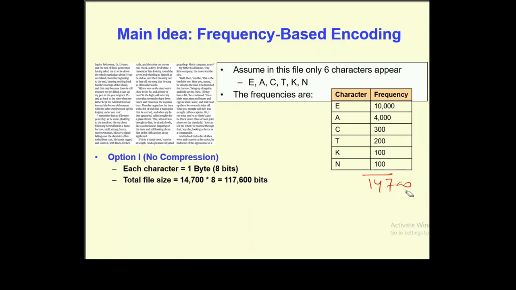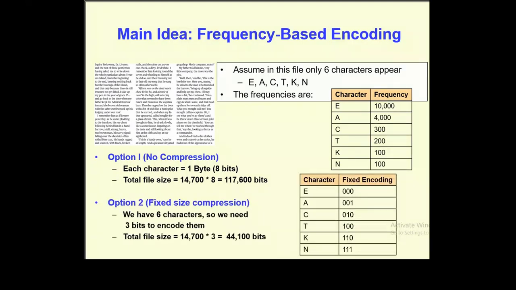Now let's assume we are doing some kind of compression, and the first technique is fixed size compression. What is the meaning of fixed size compression? In fixed size compression, when we compress a particular file, for each character we assign a fixed length pattern. You can see in this diagram, for E we have assigned the pattern 000, and for A 001. Because we have only 6 characters, we can represent them using a 3-bit pattern.